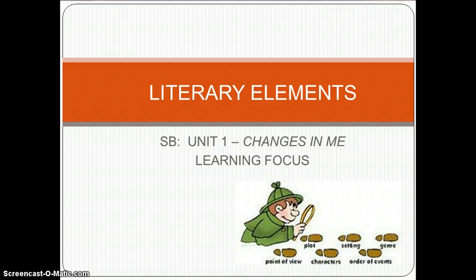W-S-Q. The W stands for watch the video, and as you watch the video, please take notes. The S stands for summarize. You will summarize in 5 complete sentences what you learned about the video. And Q stands for question.